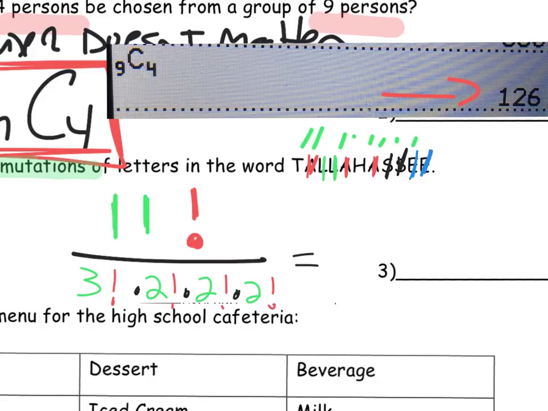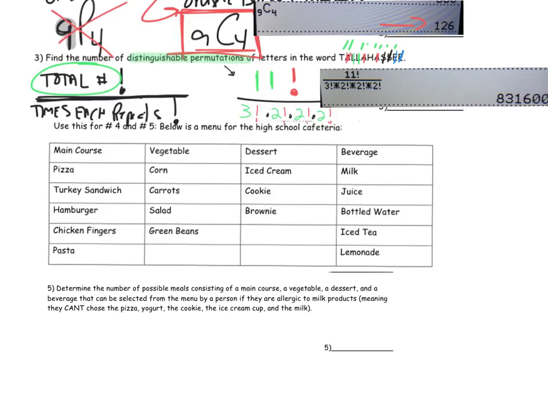And we're just going to type this directly into our calculator as we see it by using the alpha y equals fraction template. And here there's going to be 831,600 different ways that you can rearrange the letters in the word Tallahassee.